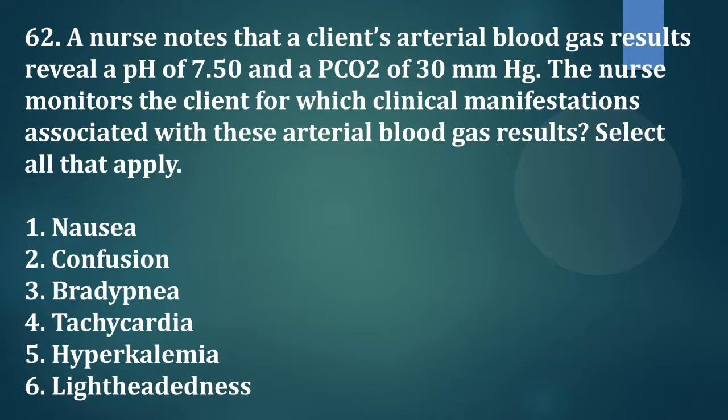Question 62. A nurse notes that a client's arterial blood gas results reveal a pH of 7.50 and a PCO2 of 30 mm of mercury. The nurse monitors the client for which clinical manifestations associated with these arterial blood gas results?